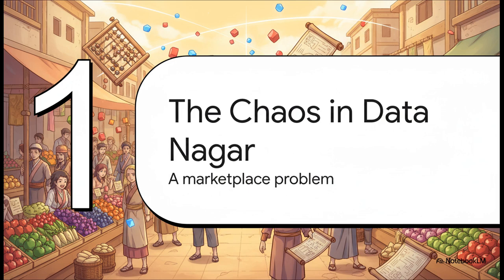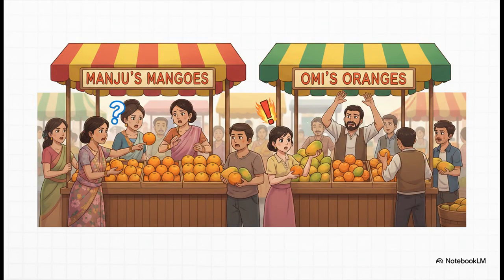We're going to see how a simple marketplace problem can actually explain a really complex algorithm. So picture this. You're in this busy town called Dadanagar. The marketplace is just a mess. You've got vendors, Manju with her mangoes and Omi with his oranges, and they are tearing their hair out. Why? Because the mangoes look like oranges and the oranges look like mangoes. Some mangoes are tiny and round, some oranges are kind of long and oval. You can't tell them apart just by looking, and everyone is arguing.